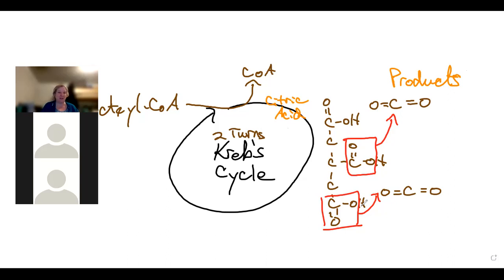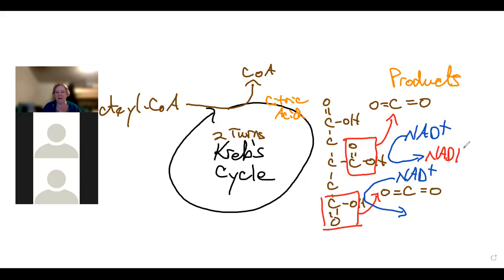Once again, we want to save these hydrogens. These hydrogens have energy. So when we snip off these CO2s, we have NAD plus come in, and they pick up these hydrogens so that they don't get lost, so that we can use them to generate energy. So these are 2 of the NADHs that we make per turn of the Krebs cycle. Now remember, we're talking 2 turns per glucose, so I'm going to put 2 here. So far per glucose, we've got 4 NADH, and we've got 4 CO2 coming off.